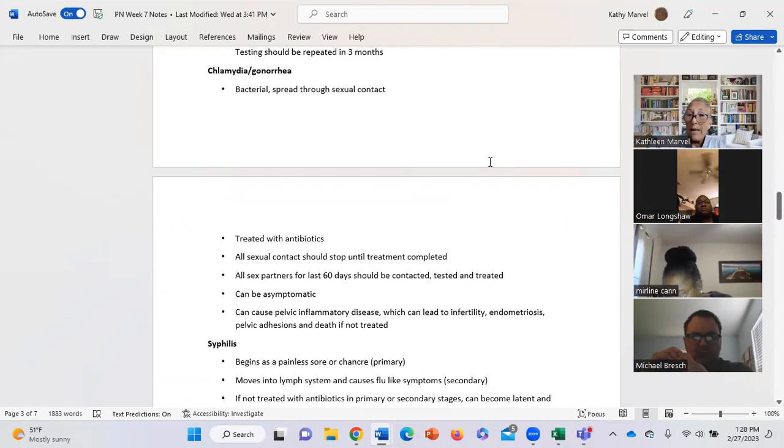There are certain kinds of STDs that are bacterial, and there are certain kinds that are viral. Obviously, bacterial STDs can be treated with antibiotics, but viral cannot be treated, and it becomes just symptom management, right? So chlamydia and gonorrhea are both bacterial, spread through sexual contact, and treated with antibiotics. All sexual contact should stop until the treatment is completed. All sexual partners for the last 60 days should be contacted, tested, and treated. And one or both of these can be asymptomatic. For women, they can cause PID, pelvic inflammatory disease, potentially leading to infertility, endometriosis, pelvic adhesions, and death if not treated.